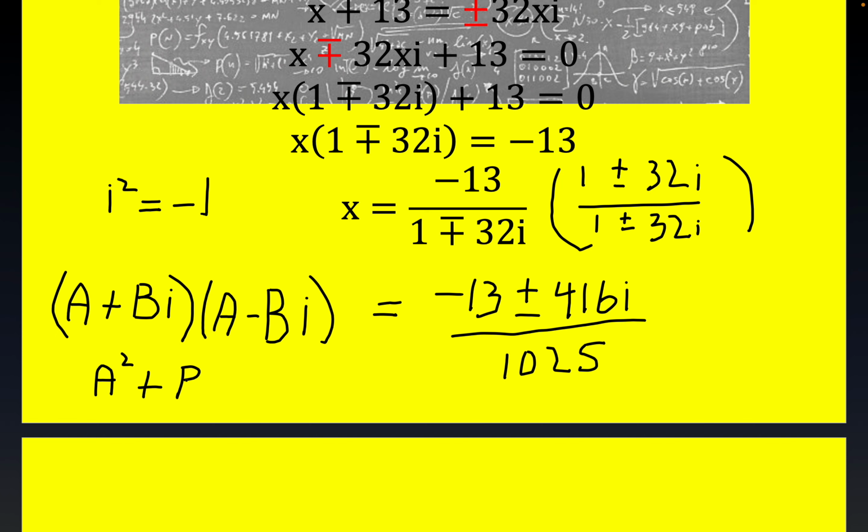Again, many of you probably don't need to see this, but no matter what happens here, you're going to have the minus sign canceling with i squared to give you plus b squared, which is exactly what this is. This is equal to 1 plus 32 squared. So that was your so-called big calculation.